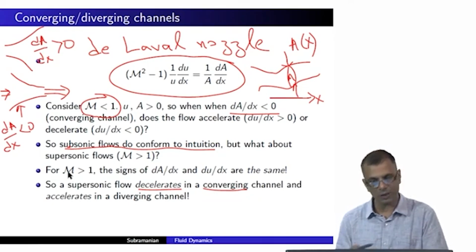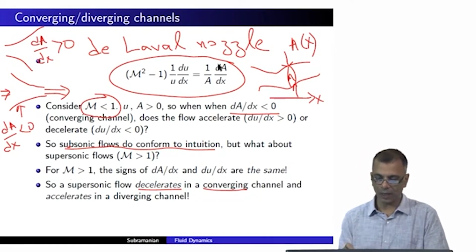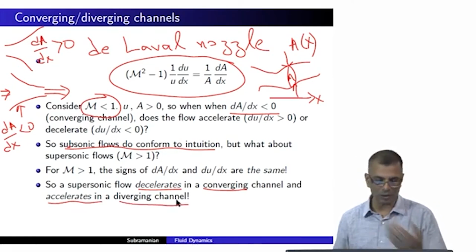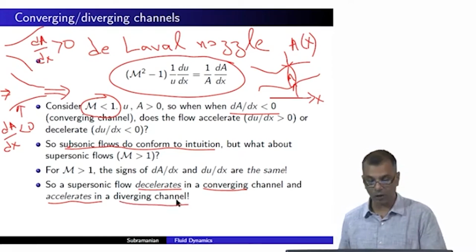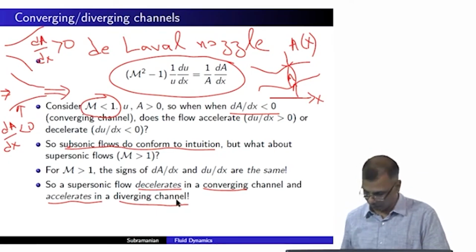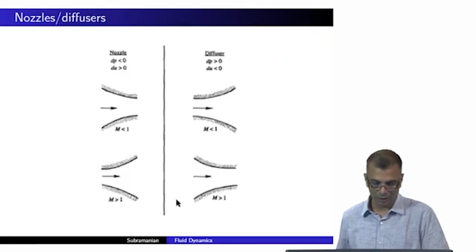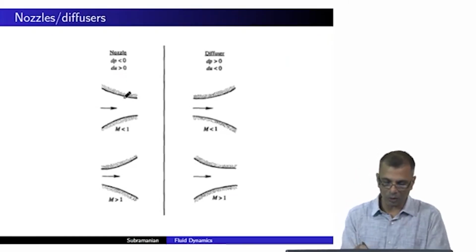So for supersonic flows, it's strange. If dA/dx is positive, du/dx is also positive. In other words, supersonic flow accelerates in a diverging channel. This is the strange thing about supersonic flows, and we will explore this a little more, and then see what connection this has to astrophysical jets.